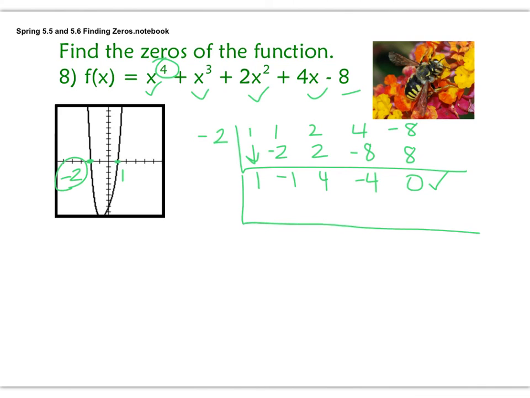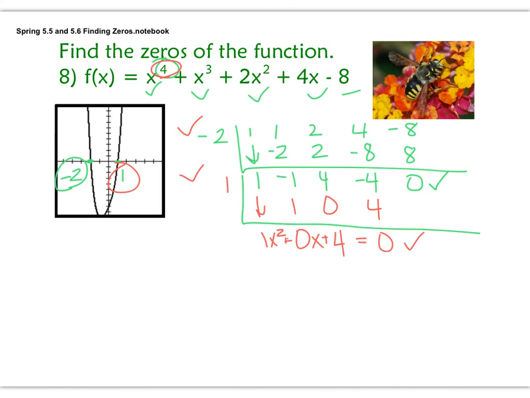All right, I started with x to the 4th, I did synthetic, and I'm down to x cubed. I need to get it at least to x squared, if not further. So let's use our other answer of 1. Multiply is 1, add is 0, 1 times 0 is 0, add those is 4, 1 times 4 is 4, adding gives me a 0, so I know that one worked as well. I did synthetic twice, so I'm down to x squared plus 0x plus 4 equals 0.